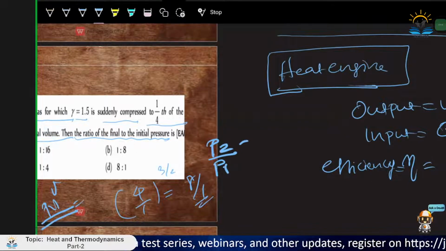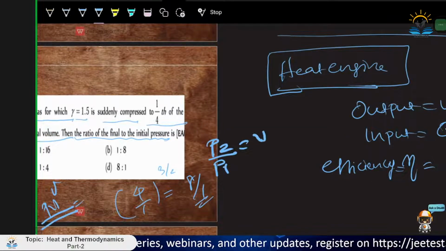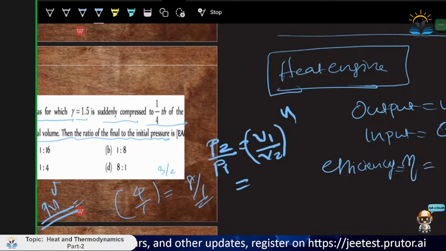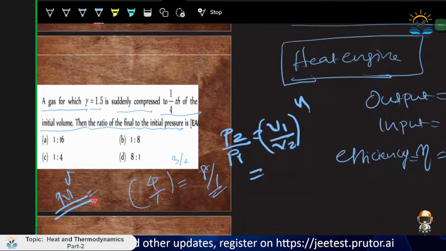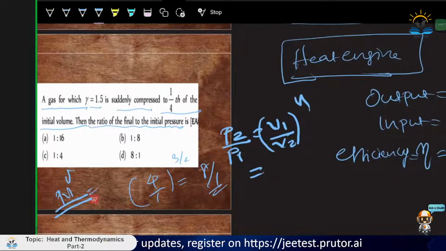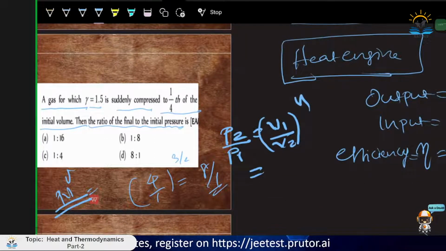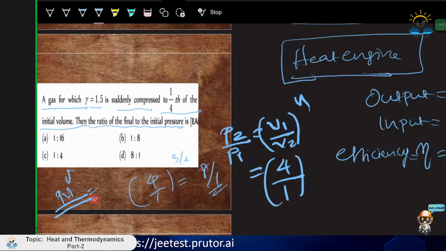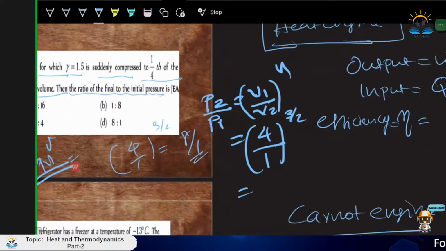P1 by P2 is equal to V1 divided by V2 raised to gamma. What is V1? V1 suddenly comes to 1/4. So V1 by V2 is equal to 4 by 1 raised to 1.5, 3 by 2. So it is 8 by 1, 8 is to 1, option D.